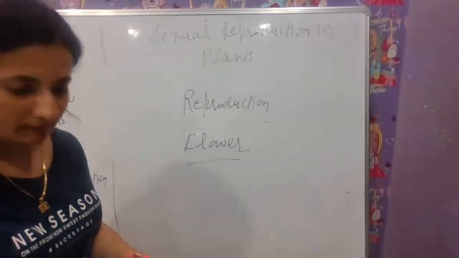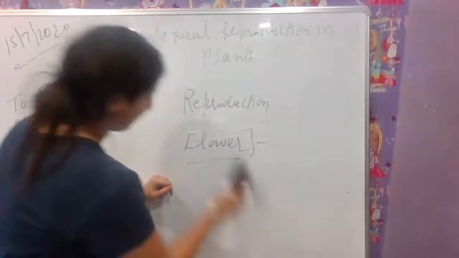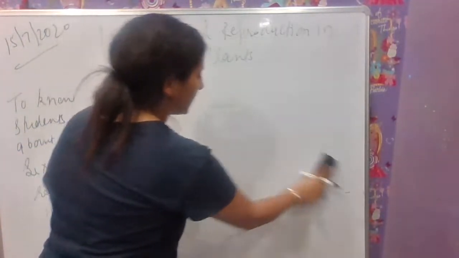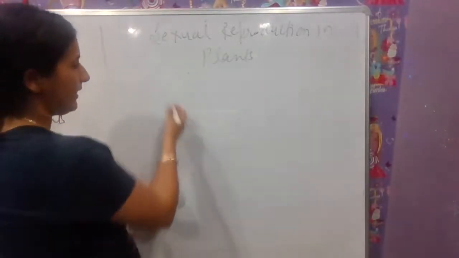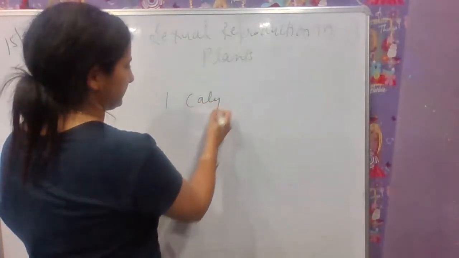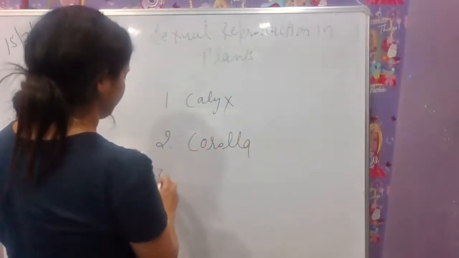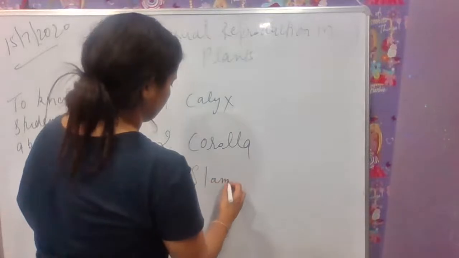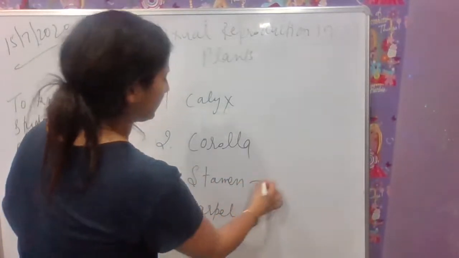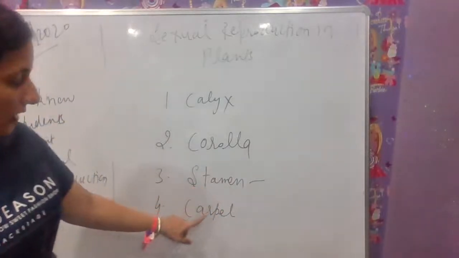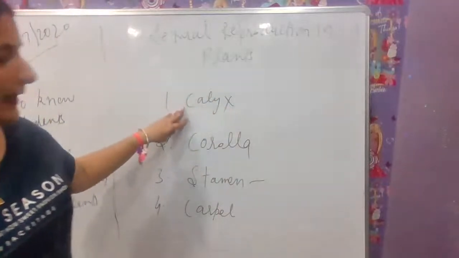So the reproductive part of a plant is the flower. After this, we have to discuss the male part and female part. There are four main parts of a flower we discussed yesterday. First is calyx, corolla, stamen, carpel. Stamen is also called androecium. Carpel is also called pistil, gynoecium.